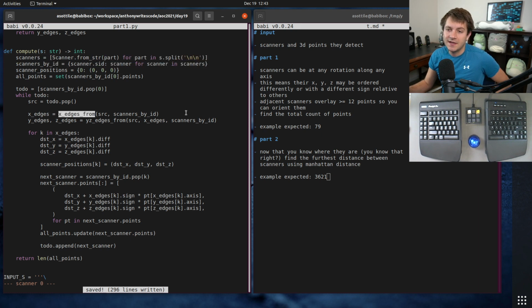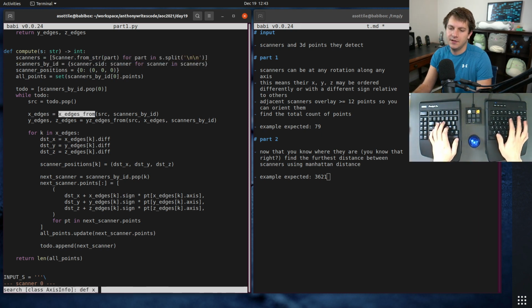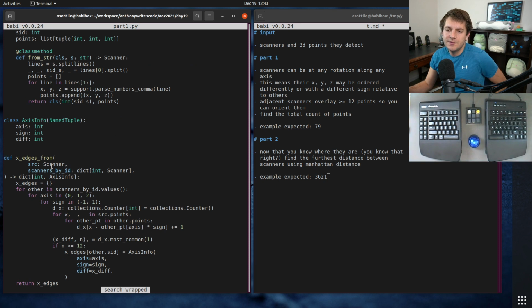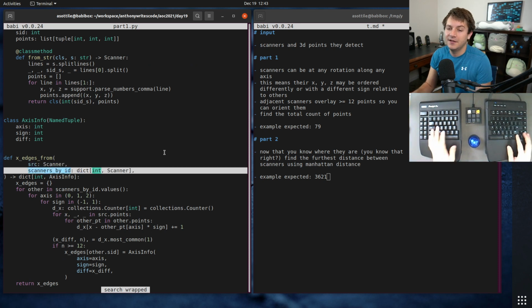Okay, but yes, let's look at this x-edges-from function. So we take in the scanner and we take in all of the remaining scanners.